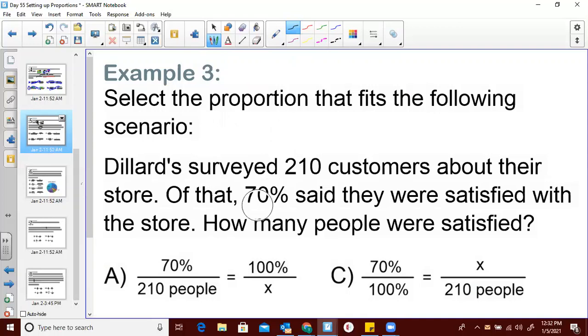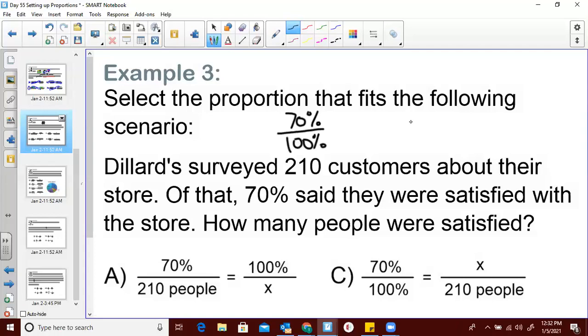All right, so with that kind of said, Dillard surveyed 210 customers about their store. Of that, 70% said that they were satisfied with the store. How many people were satisfied? All right, so let's talk about this. Easy part is getting your percent right. 70% over 100%.